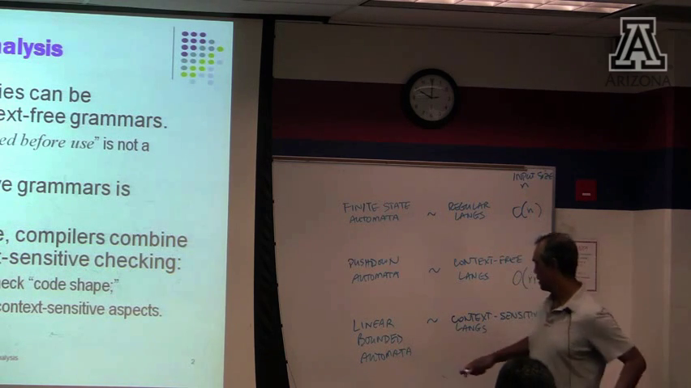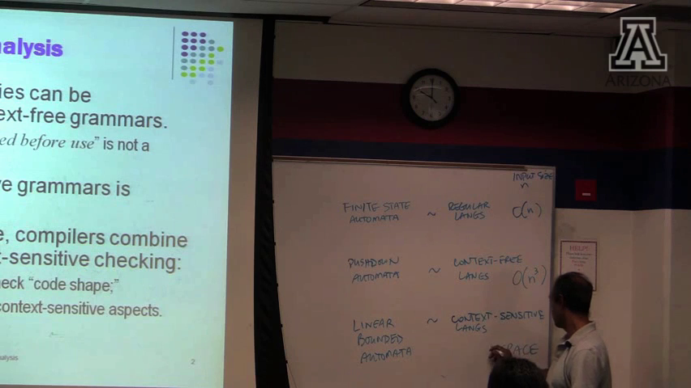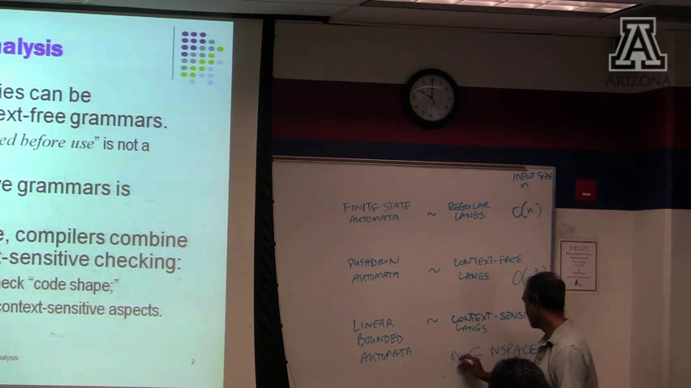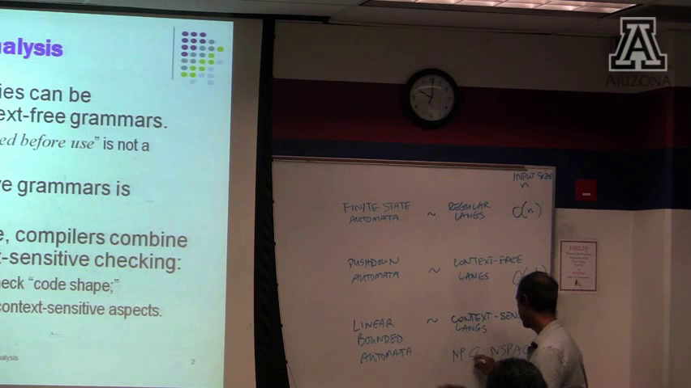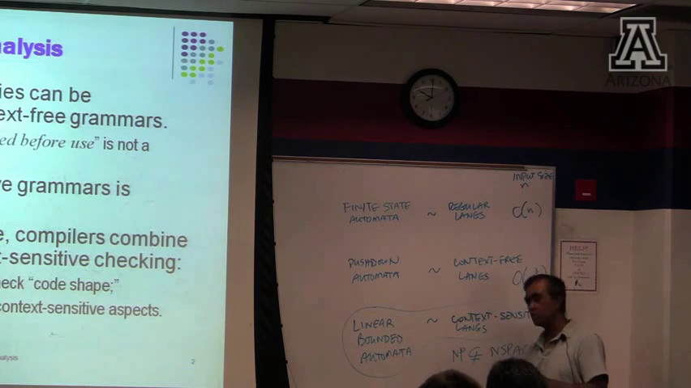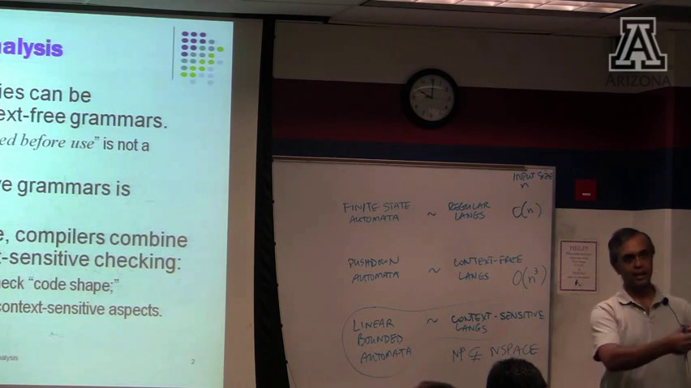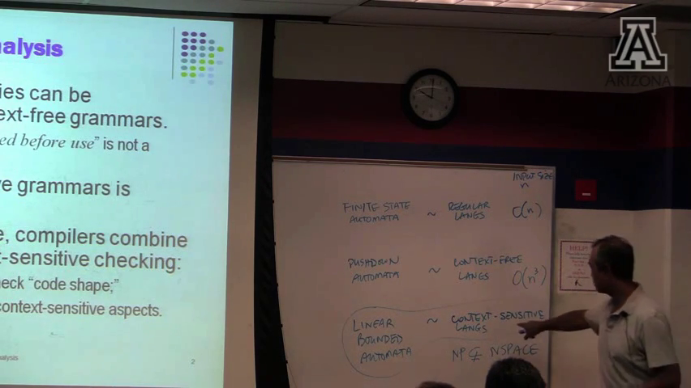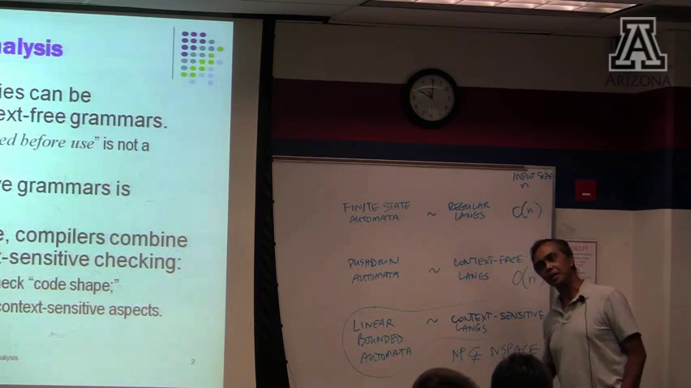These guys live in a complexity class called NSPACE, which properly includes NP. Okay? So NP is a subset of these things. So the acceptance problem, the problem of determining whether a particular input string is in a given context-sensitive grammar, is at least as hard as NP.